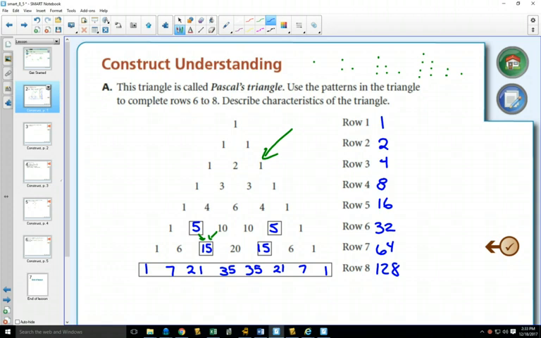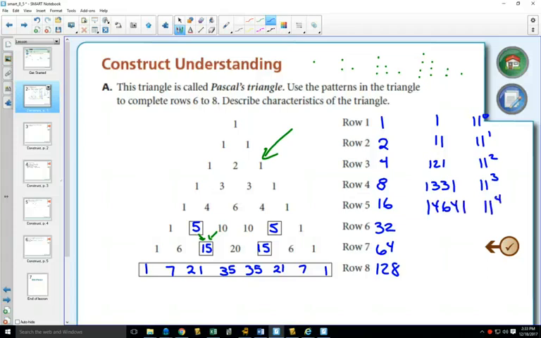What happens if we think of these numbers as actual numbers? 1, 11, 121, 1,331. Do you recognize those numbers? They're powers of 11. Sure enough, this is 11 cubed, this is 11 squared, this is 11 to 1, this is 11 to the 0, and this is 11 to the 4. Now we run into a problem with 11 to the 5.